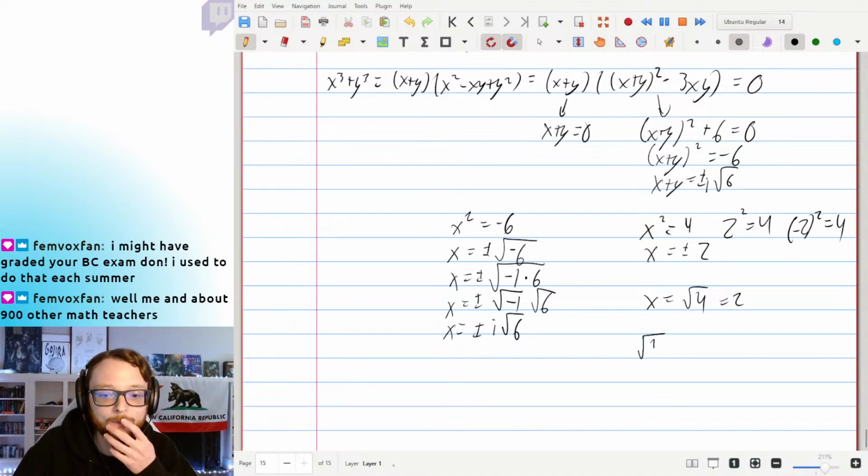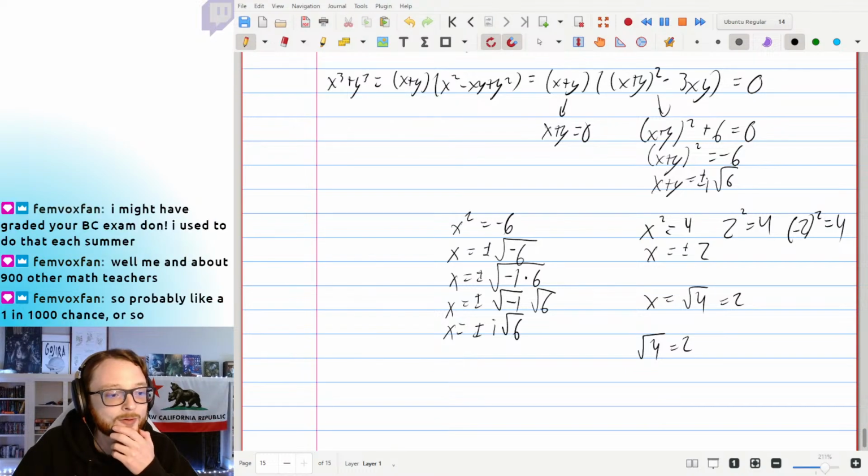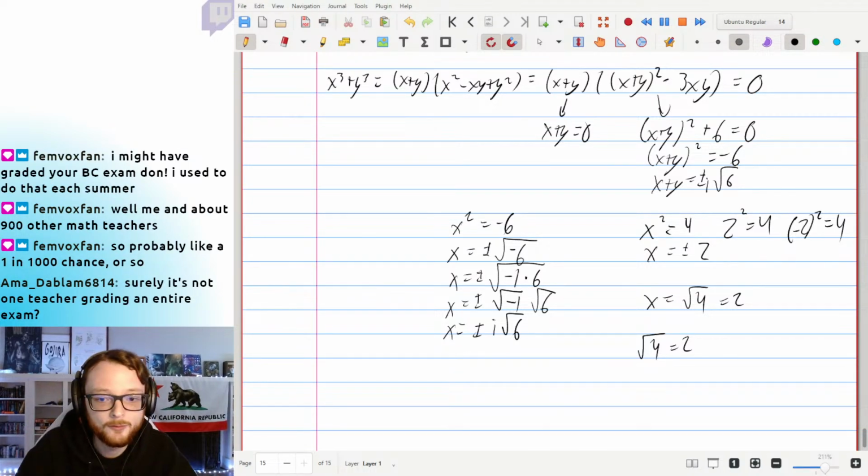Lucas, the square root of 4 is just 2. Thanks for the follow, Joe Mama. So if this square root is already existing, you can just say that it's 2. You don't need to worry about a plus or minus. If the square root was never here in the first place, and you're adding it for yourself, like in this equation up here, that's when you need the plus or minus.